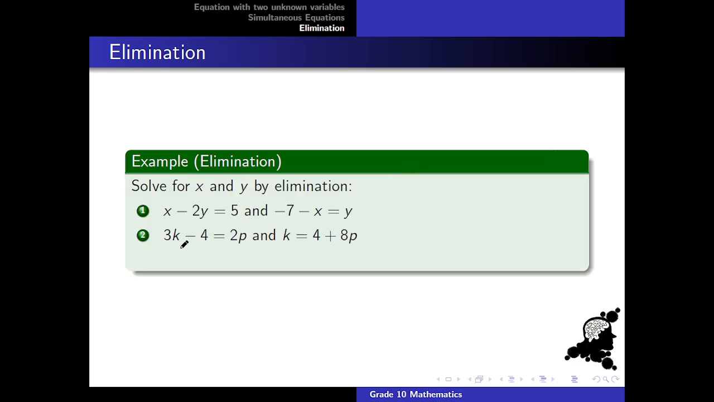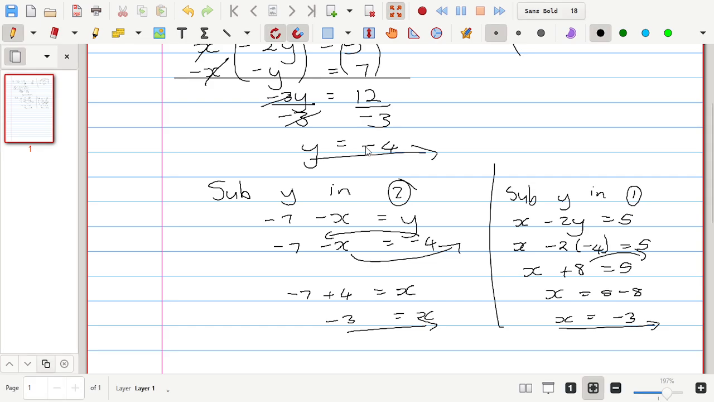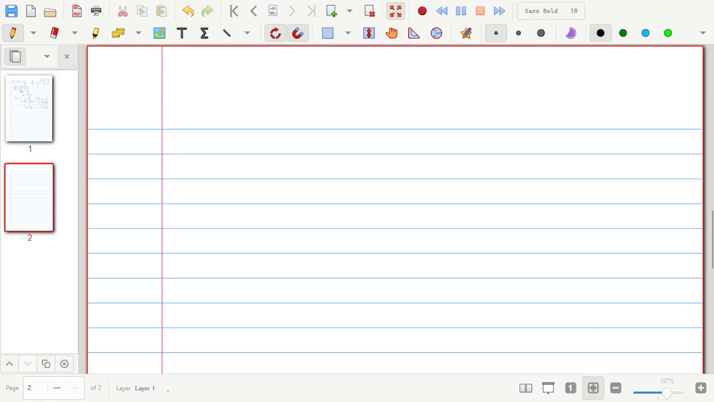So now we've got 3k minus 4 equals 2p, and k equals 4 plus 8p. Now let's come to the writing board and let's copy this down. Okay, let's see what we have here. So 3k minus 4 is equal to 2p, and then we've got k is equal to 4 plus 8p. This is equation 1. This is equation 2.